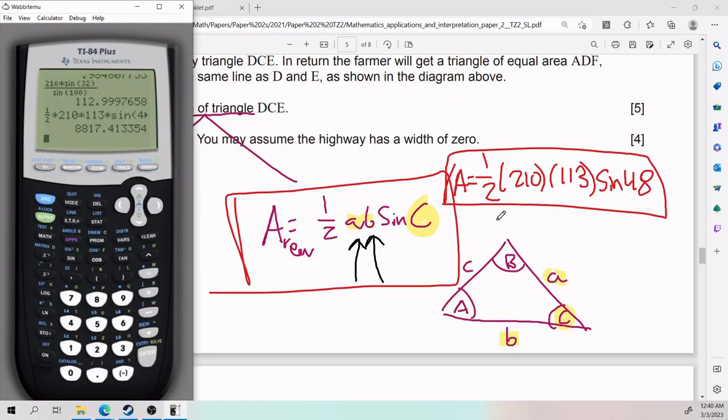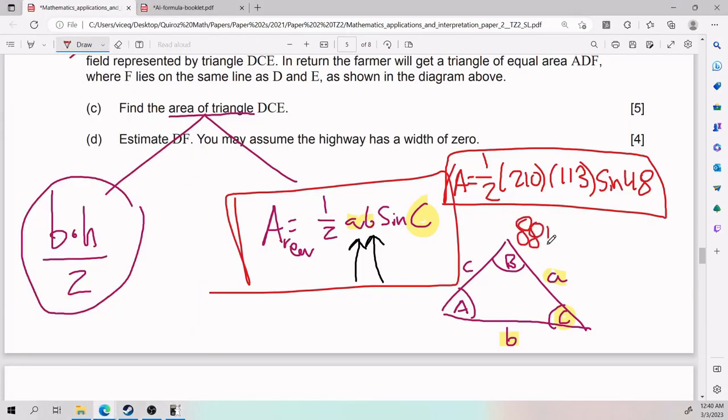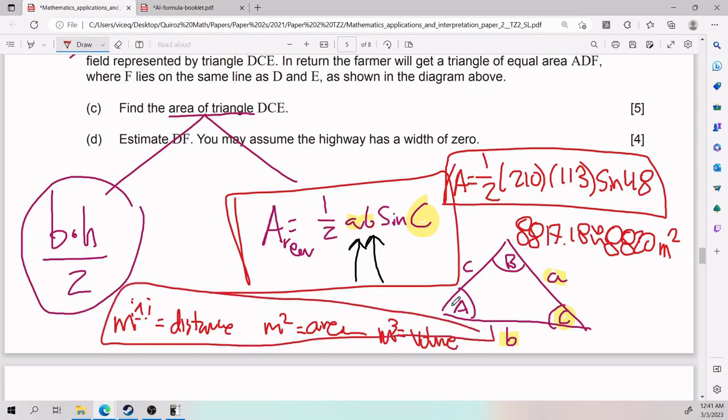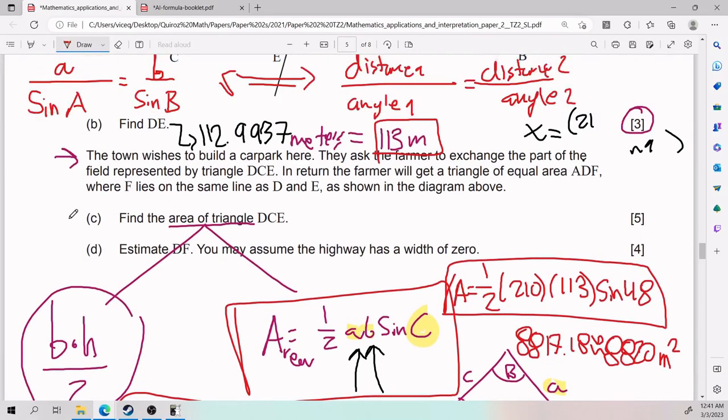Okay, that's a pretty big number. We end up with 8,817.18, which is pretty much the same as 8,820 meters. Now, meters what? Meters squared. Why is it squared? Because we're talking about an area. Meters to the power of 1, which is usually something you don't even write, is going to be a distance. Meters squared makes reference to an area. Meters cubed makes reference to a volume. That is why you put those little numbers up there in the first place. That is for part C.